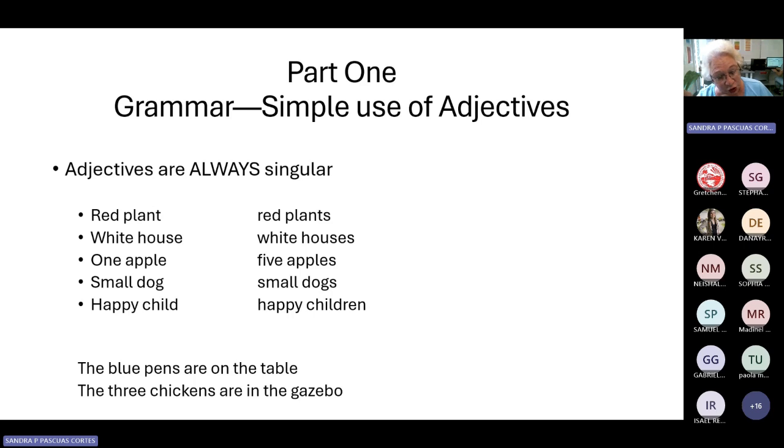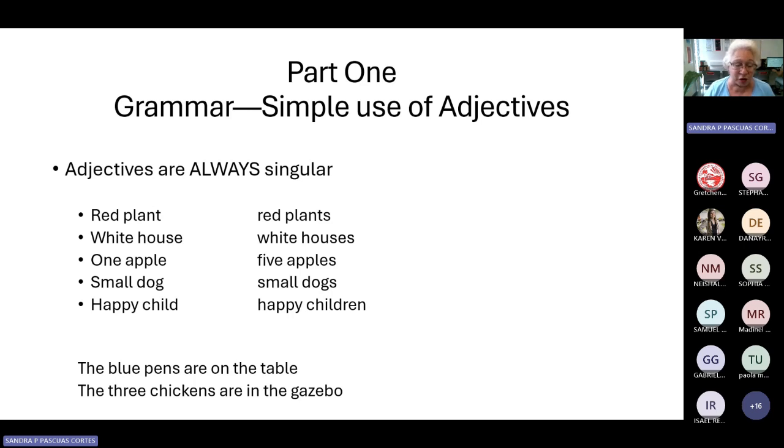Anyway, as you see, number one, you have to remember in English, which is different from Spanish, the adjectives are always going to be singular.